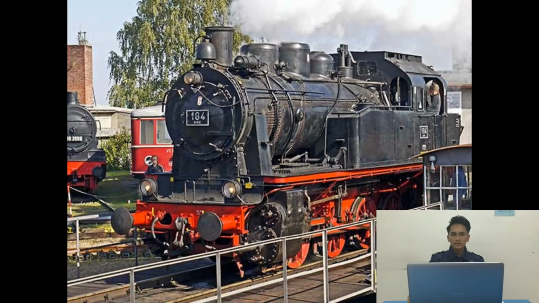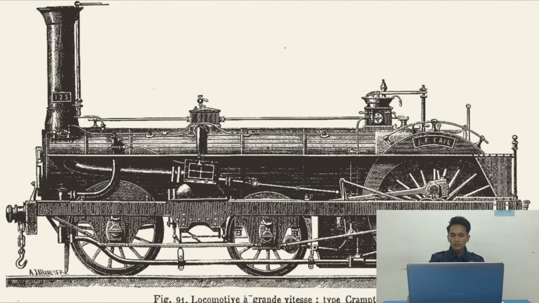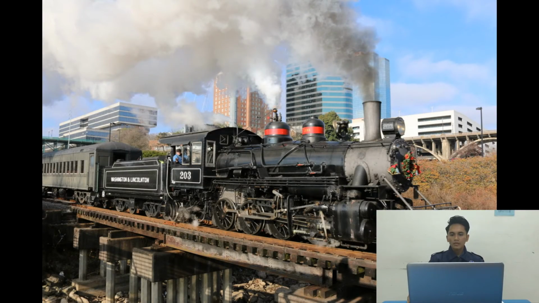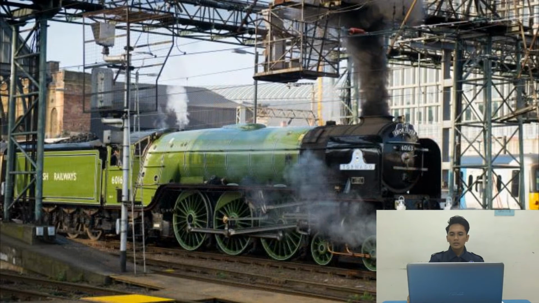Although they were a popular method of transportation for a large part of the 19th into the 20th century, they were eventually replaced with more modern methods of transportation. The creation of steam locomotives began with the development of the steam engine. The invention of the steam engine dates back into the late 17th century.